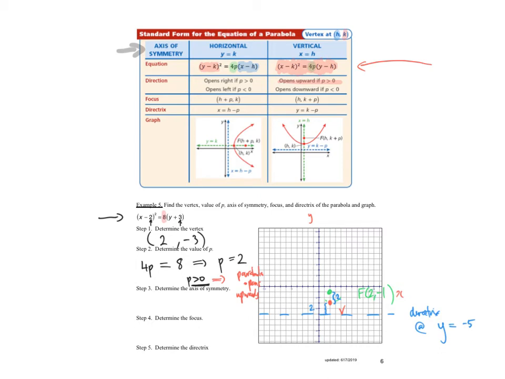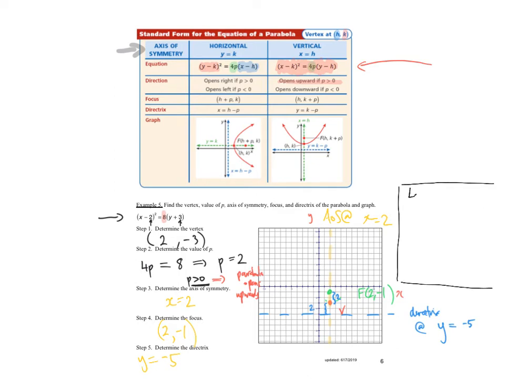which will pass through the vertex and the focus. So we have an axis of symmetry at x equals 2. The focus was at (2, -1), and the directrix was the horizontal line y equals -5. The last thing we'll want to do is get an extra point on the parabola so we can draw an accurate picture.